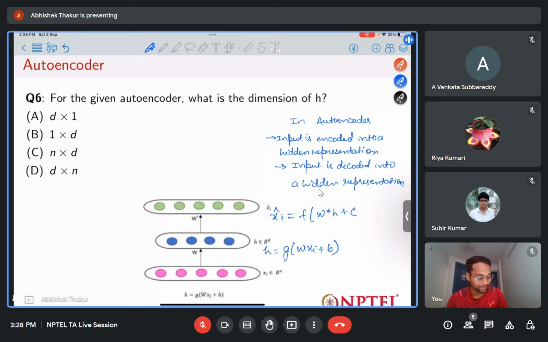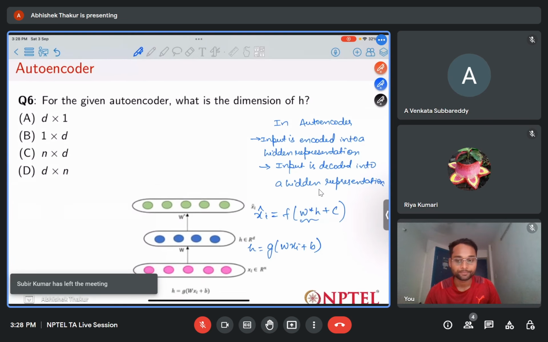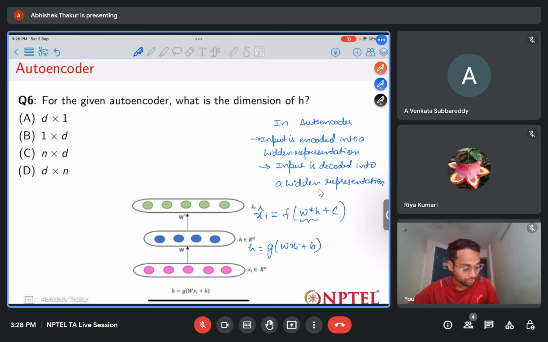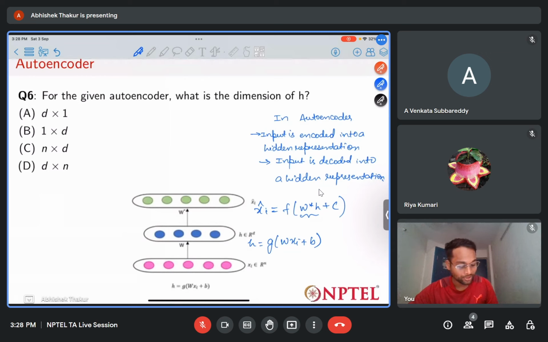And also we have seen in the week 6 lecture that this W star H depends linearly on the X. So now we have to calculate the dimension of all these parameters. The dimension of H is D cross 1 because H belongs to R^D. So option A is the correct option for question 6. You can answer in the chat box if you know these answers.